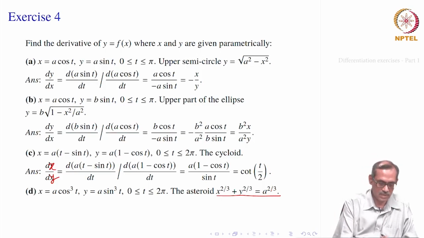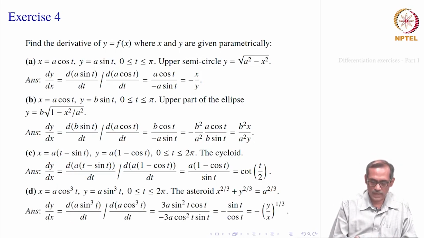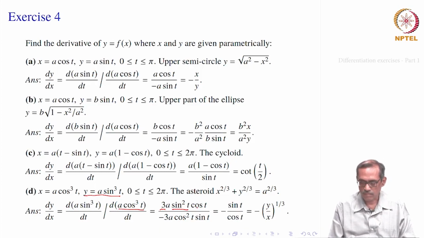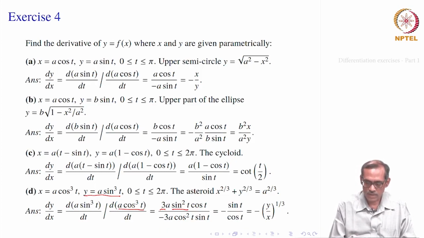Okay. So, we want to find out what is dy by dx. Again, y is a sin cubed t, so dy by dt divided by dx by dt, where x is a cosine cubed t. Then you differentiate. The derivative of sin cube t is the derivative of sin cube t with respect to sin t multiplied by the derivative of sin t with respect to t. A remains as it is, sin cube t with respect to sin t gives you 3 sin square t, and sin t with respect to t gives you cos t. And in the denominator you have a cosine cube t.